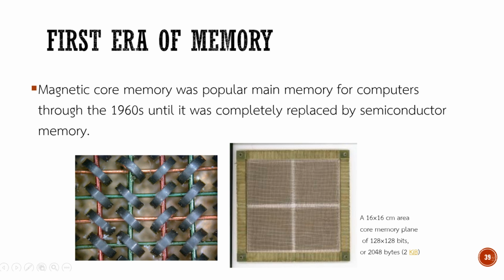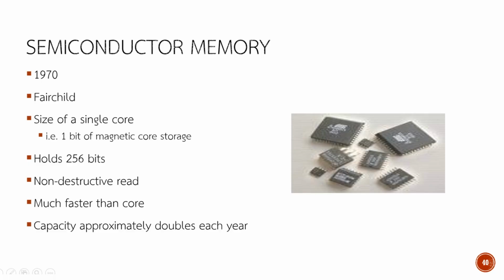First era of memory. Magnetic core memory was popular main memory for computers through the 1960s until it was completely replaced by semiconductor memory. Semiconductor memory was invented in 1970. Size of a single core. For example, 1 bit of magnetic core storage. Holds 256 bits. Non-destructive read. Much faster than core. Capacity approximately doubles each year.